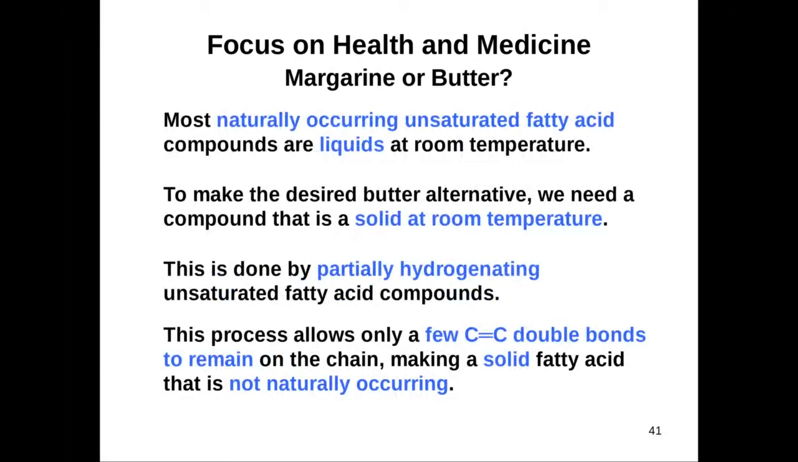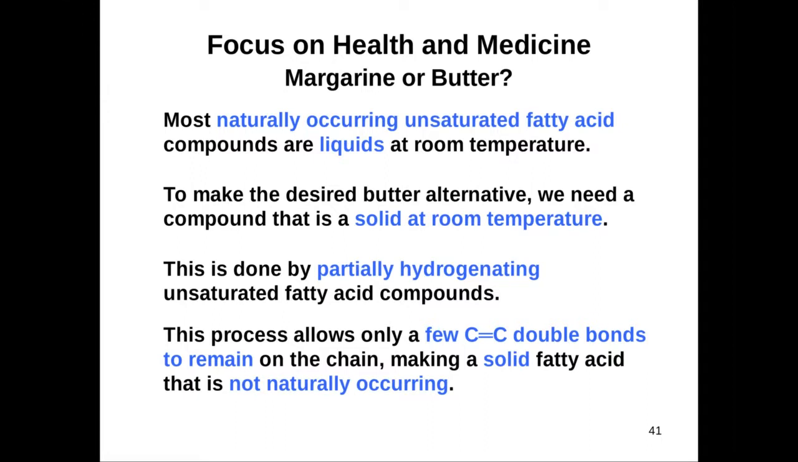Now, part of the reason why double bonds are better is because when they're going through you, they're good at scraping, whereas saturated ones are stickier and like to stick to things like your arteries. So that's part of it. Sticky versus non-sticky. But that being said, most naturally occurring unsaturated fatty acids are liquids at room temperature, so oils, things like that. However, to make the desired butter alternative, i.e. butter with double bonds, we actually have to add a compound that is solid at room temperature.